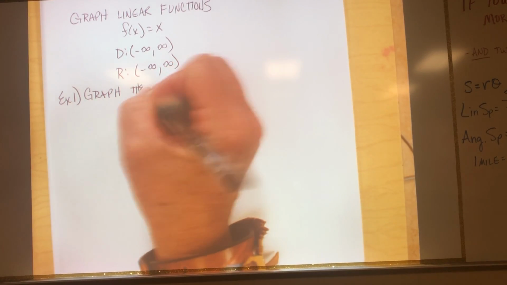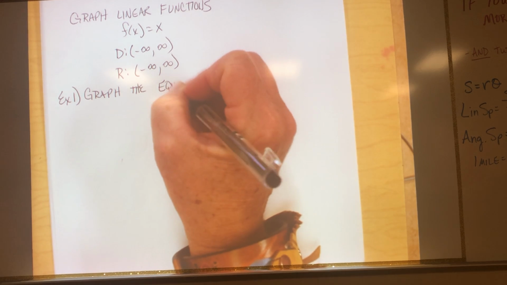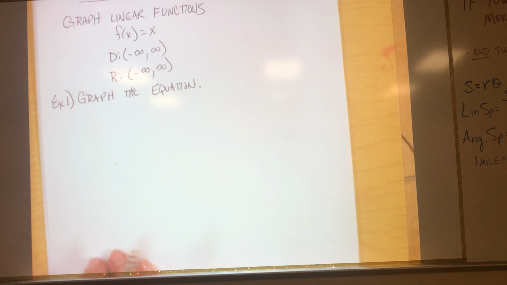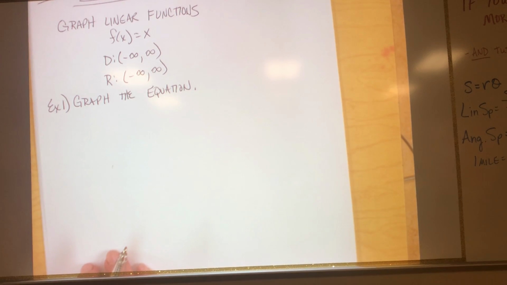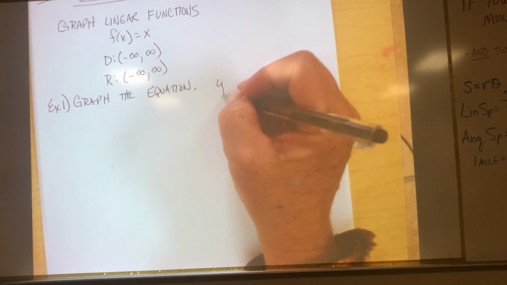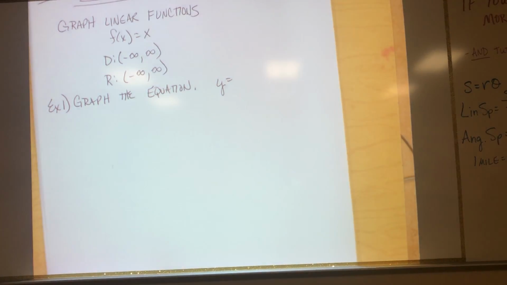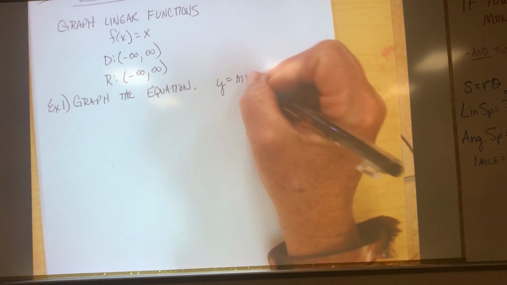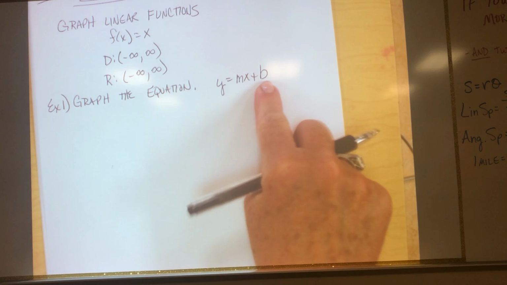Now, you did this in Algebra 1, okay? So you should know how to do this. If I'm going to graph an equation, the first thing I should do is solve for what? Y. Always solve for Y. Because then it's in what form? What do y'all call that? Slope intercept. Yeah, slope intercept. Y equals mx plus b. This is slope intercept form.